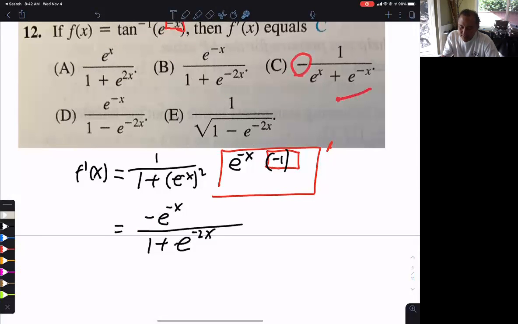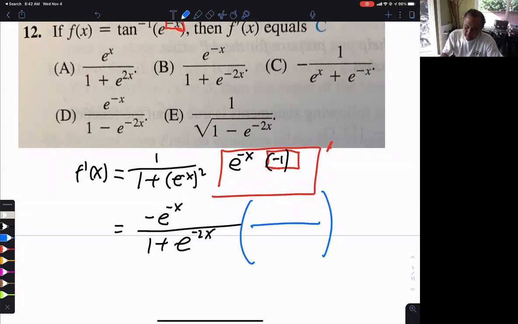So my thought is, how do I match that answer? Well, to match that, I need a 1 on top. To get a 1, how do I make that into a 1? I divide top and bottom by that. So this is just algebraic manipulation. And here's the good news. You really don't see a lot of these weird manipulations on the actual AP test. But I'm going to divide top and bottom by 1 over e to the -x.